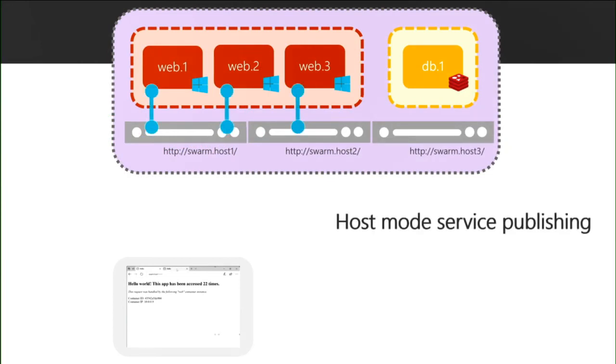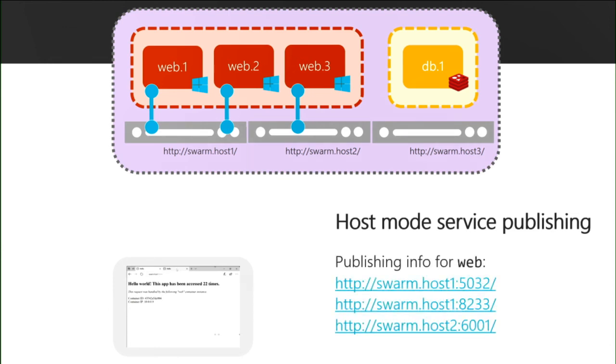So host mode service publishing, super simple. Basically, all your containers, wherever they are running on your cluster, they each get their own publishing information on the host where they're running. So in my picture here, you can see that if Web 1 and Web 2 were running on my first host, that's where they're going to be published. There's going to be a mapping from a container port to a host port there. And then Web 3 is running on my second host, so that's where it's going to be published. Those are the only places they're going to be published.